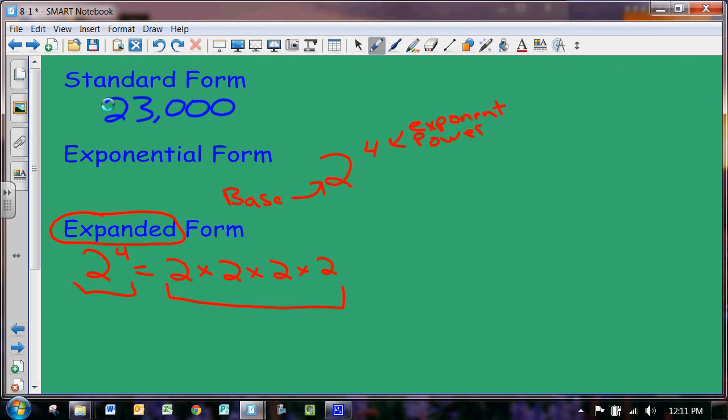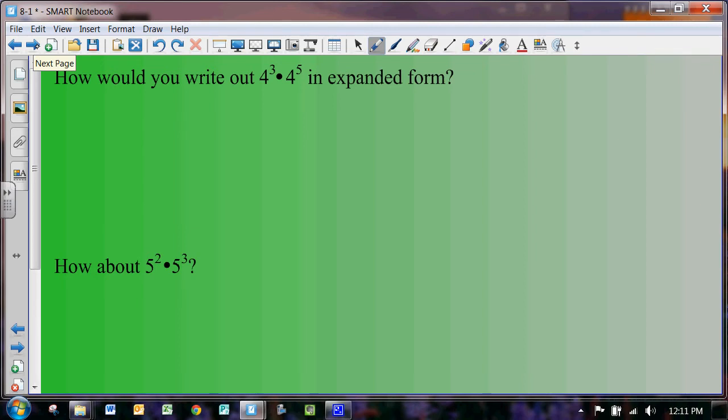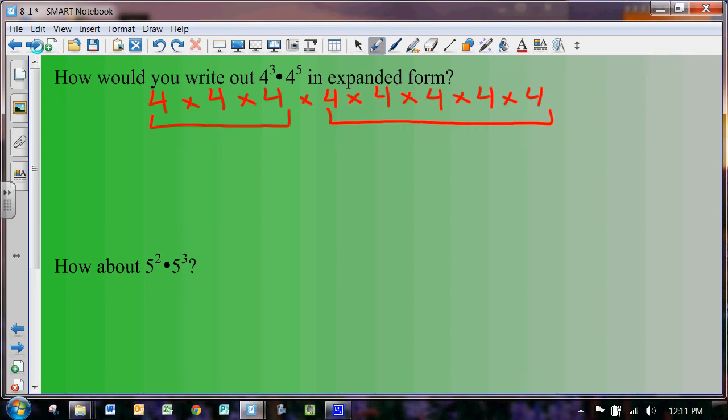What we're going to look at is how do we use these things, and how do we write these out in expanded form. So how would you write out 4 to the 3rd times 4 to the 5th in expanded form? So first thing we have 4 times 4 times 4. So that is our 4 to the 3rd. And we're multiplying that by 4 times 4 times 4 times 4 times 4. So we've got our first 3 4s there, and our next 5 4s there. That's going to be a really big number when you actually do the multiplication, but I'm not going to require you to do that right now. We're talking about how you expand it out.